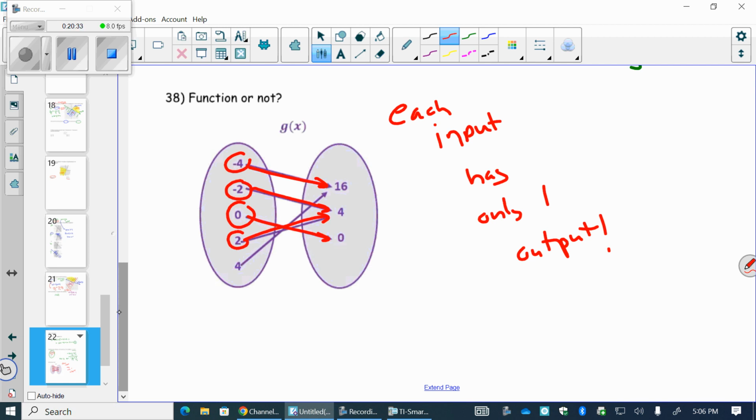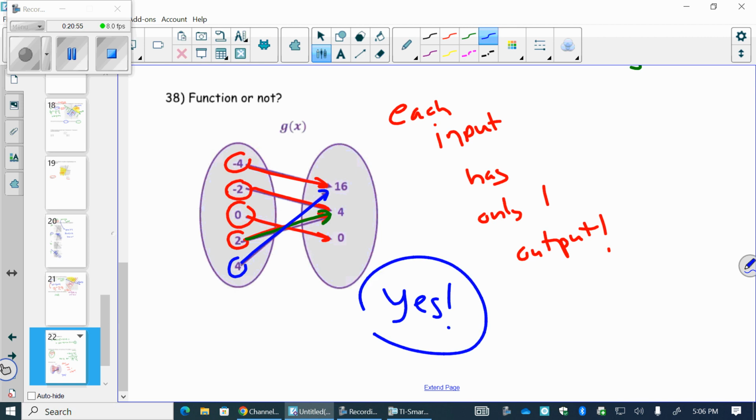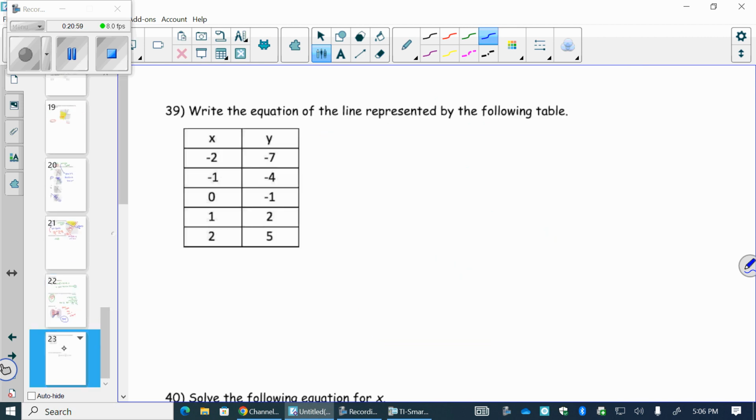Now, you'll notice that -2 also had an output of 4. That actually doesn't matter. You can have two inputs pointing at the same output. You just can't have one input pointing at two different outputs. And then finally down here, 4 also points at 16. That's okay. This thing, yes, is a function because every input only points to one output. Oh, there's actually a few more problems here.